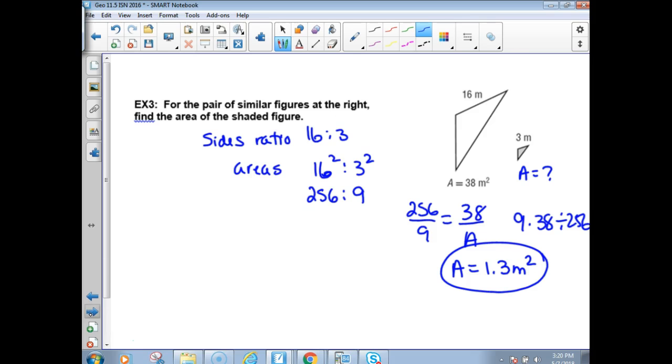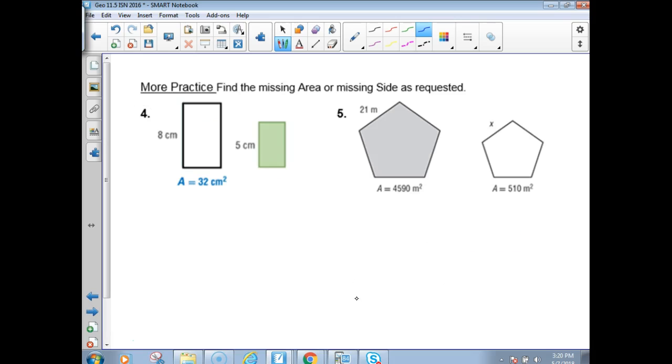Okay, we've got a couple more problems here, more practice. Find the missing area or missing side as requested. If you're given this picture, you're going to want to find A, the area. Sides are in a ratio of 8 to 5. We need to do 8 squared to 5 squared equals, I started with the first one, second one, every time, 32 to A.